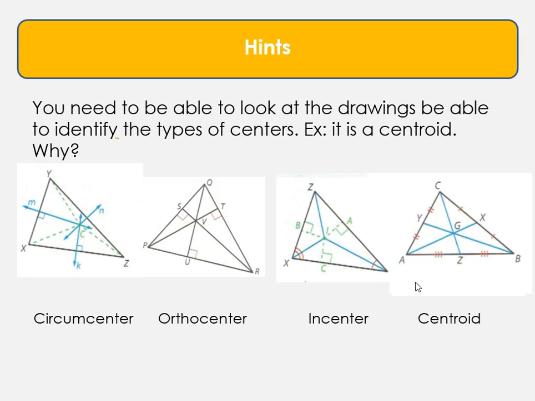So once again, here are your drawings. You can find all 4 of these drawings together on the internet if you want to print them out to keep studying. But you need to be able to look at the drawings to be able to identify the types of the centers. Example, is it a centroid? And then what kind of lines does it use?